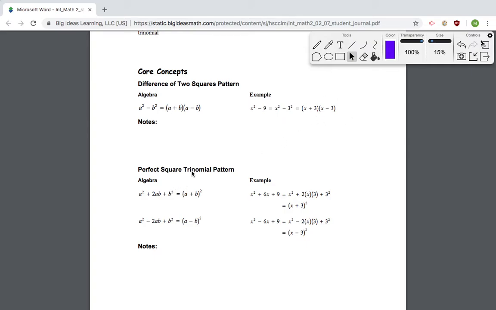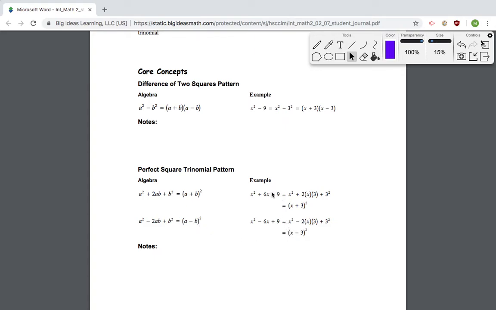These other trinomials, or when you have three terms in a polynomial, it's going to be an (a + b)² or an (a − b)². And then again, just following this pattern, if everything is a plus, then you know it will be like that. If you have a minus in there, you will also have a minus in the factored form.